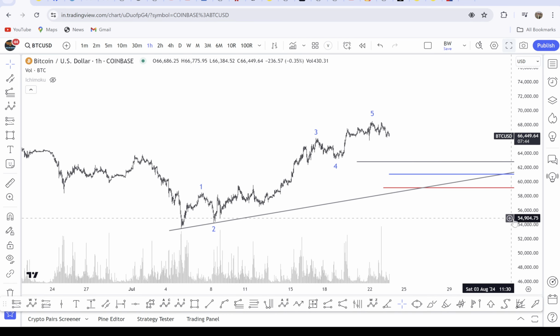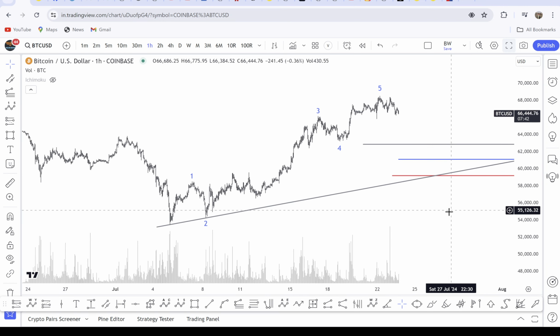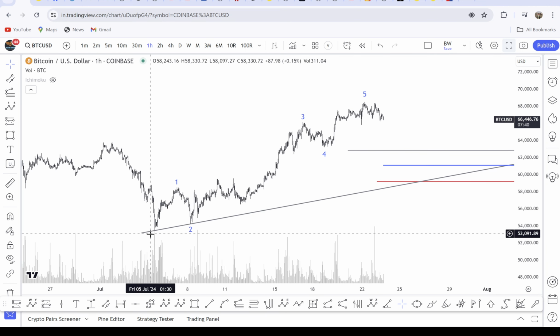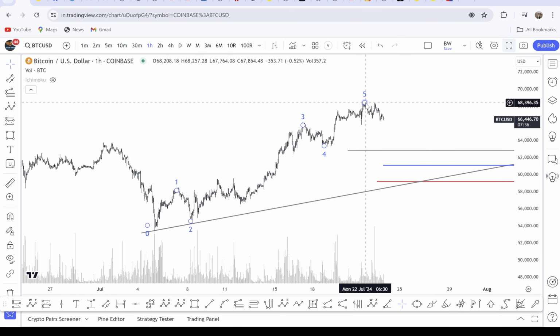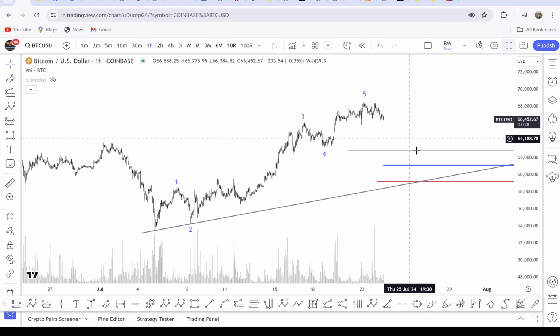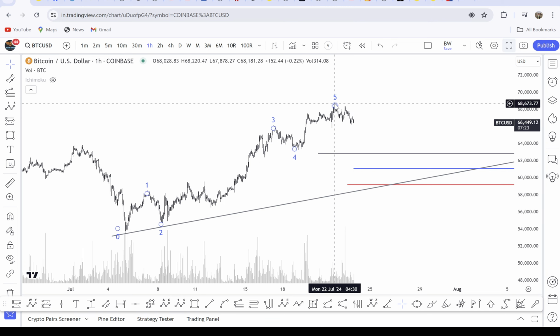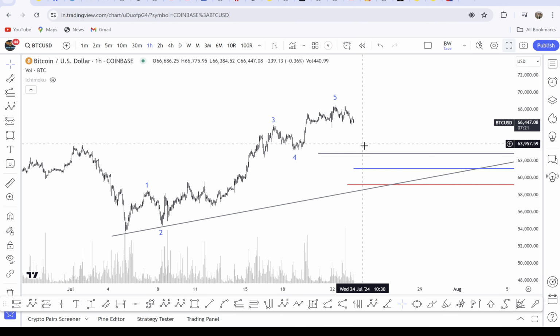Yes, this is the view. Now you can see here wave 1, 2, 3, 4, and 5. The 5 wave impulse has been completed around 68,500. And now it's time for correction of these 5 waves. So you can see this is the A, B, and C, kind of first A weekly leg has started.